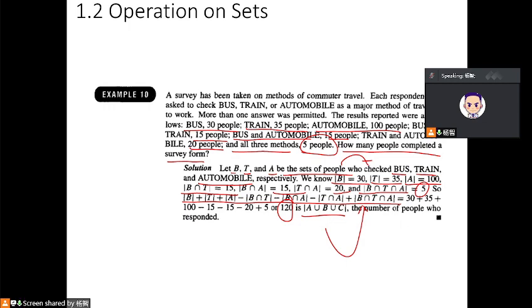Okay. This is another example for the inclusion-exclusion property. But this example is about string sets, and example 9 was also about two sets.